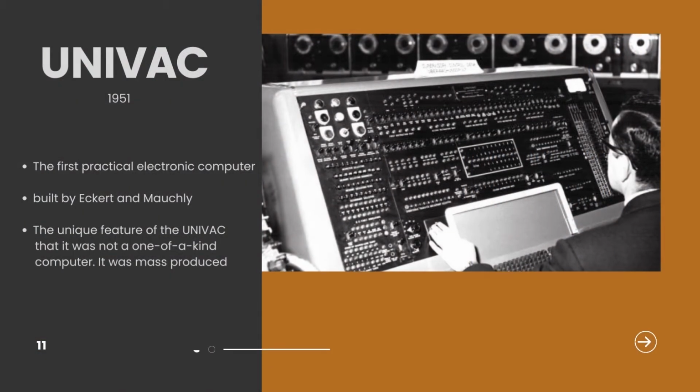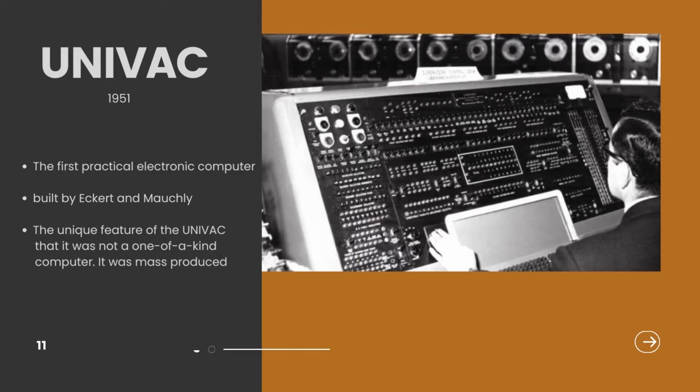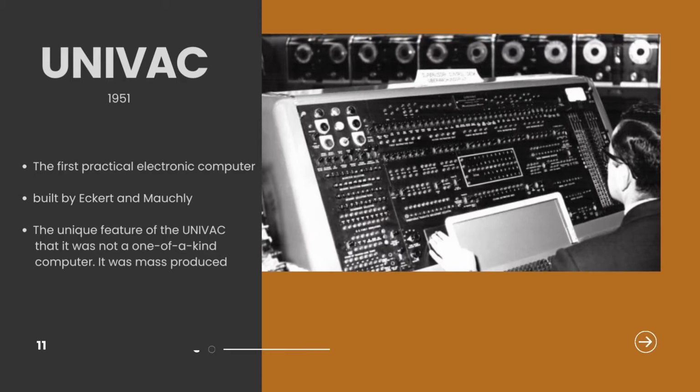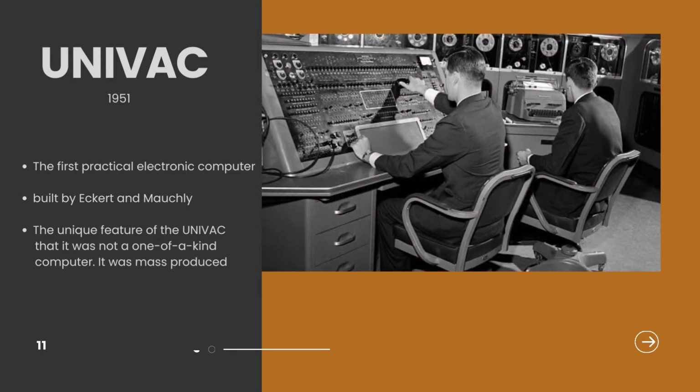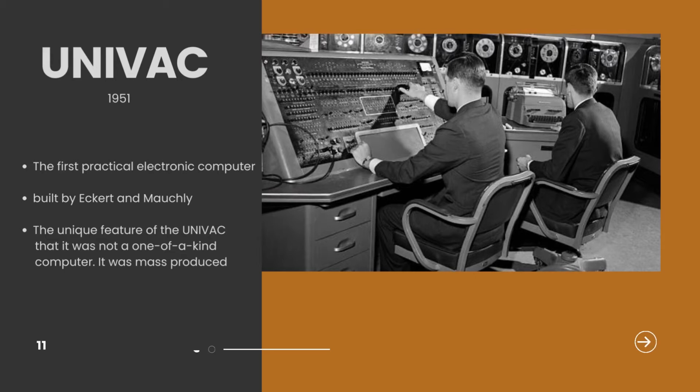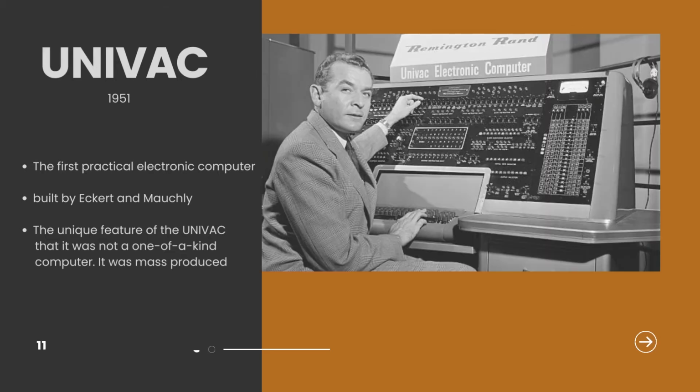Then came the UNIVAC. The first practical electronic computer was built by Eckert and Mauchly of ENIAC fame and was known as UNIVAC, the Universal Automatic Computer. The first UNIVAC was used by the Bureau of the Census. The unique feature of the UNIVAC was that it was not a one-of-a-kind computer. It was mass-produced.